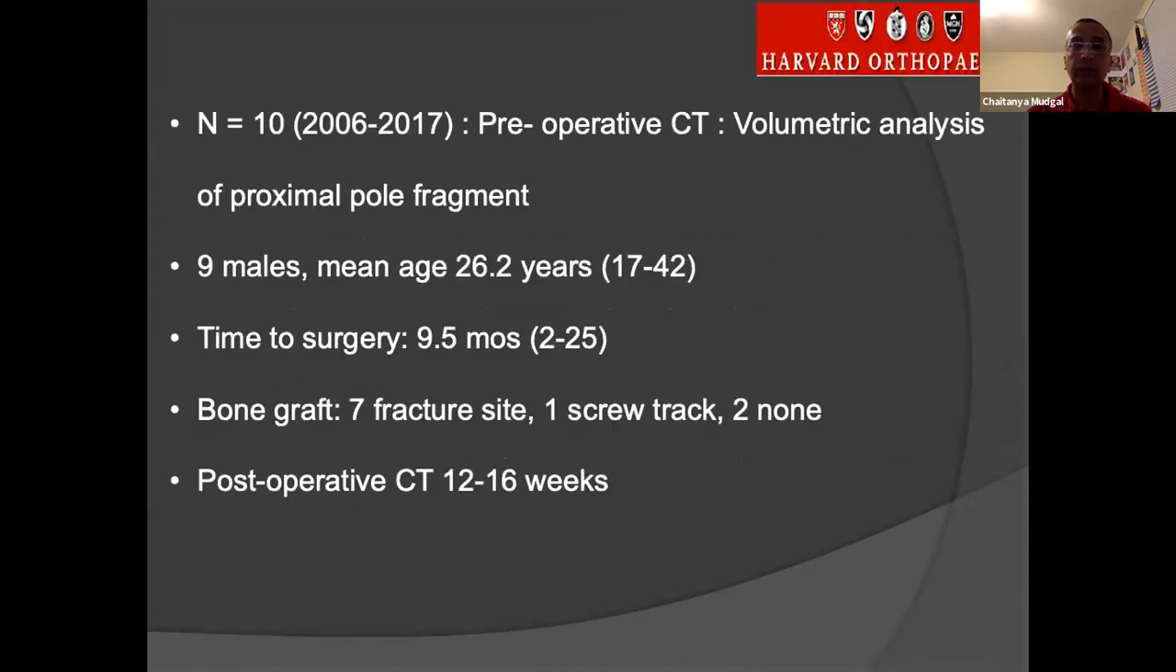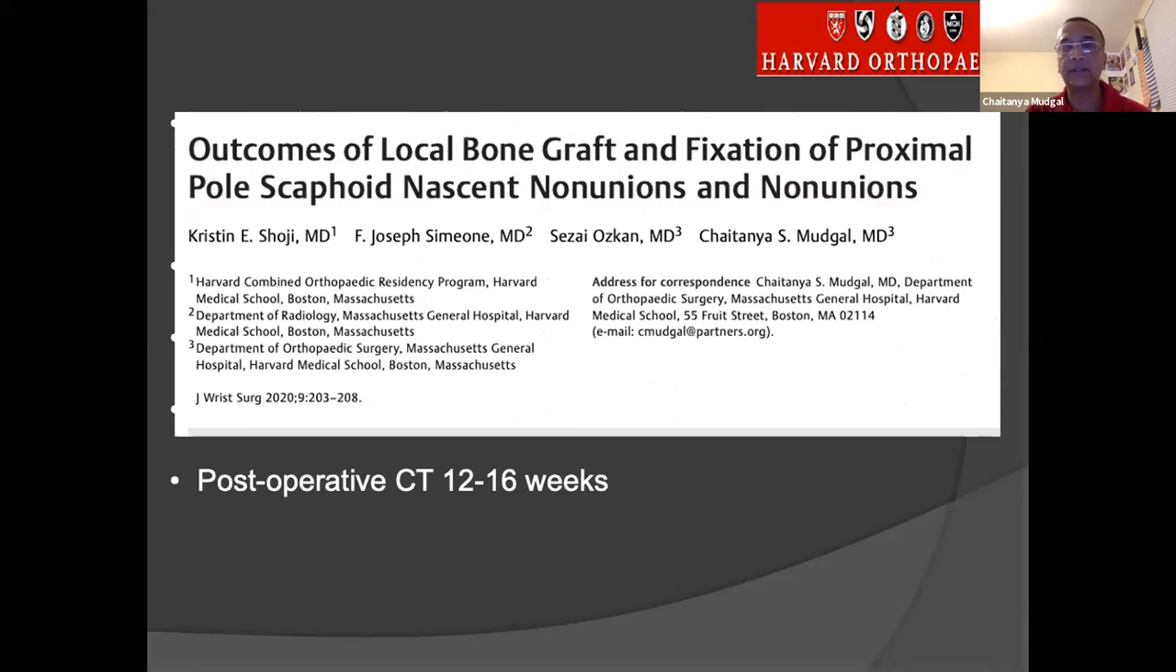So we had 10 proximal poles. Most of my patients were males and an average of about 9.5 months. You can see that some of them were done early, which were nascent non-unions. We used bone graft through the fracture site in 7 and in 1 through the screw track. And for 2 proximal poles, I did not use a bone graft. But here's the interesting thing. We made sure we got them all imaged with a CT at 12 to 16 weeks. We just published this data this year.